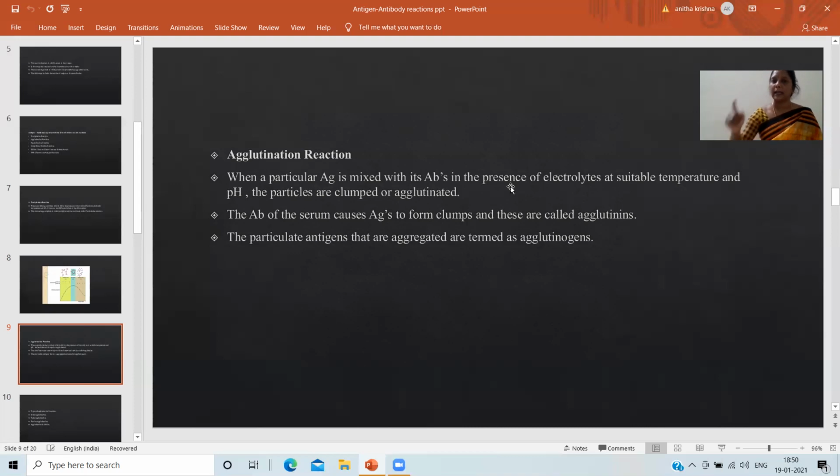So what are we saying? The antibody is responsible for causing the antigen to form clots or clumps, and that antibody is called agglutinin. And the antigen which is undergoing agglutination and forming clots is called agglutinogen. And you have different types of agglutination reaction. If blood is involved in the agglutination reaction, we call it hemagglutination.